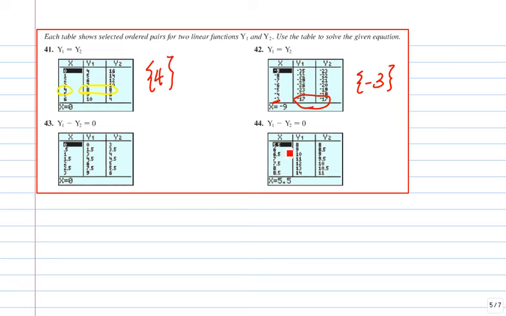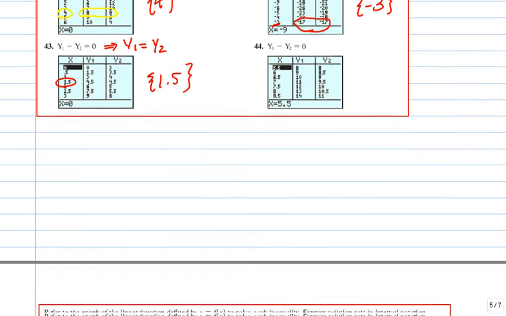Now 43 and 44 are a little bit different because they're giving you y1 minus y2 equals 0, but notice that's the same thing as where y1 equals y2, right? It's the same thing. So whenever we look in our table, y values are the same for x equals 1.5. Okay? And I'll leave the last one there for you to figure out.